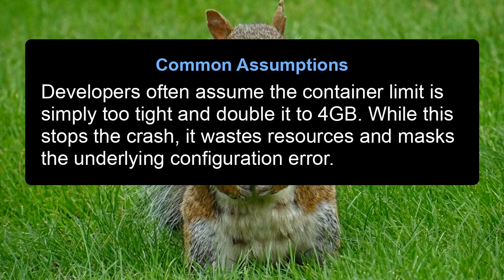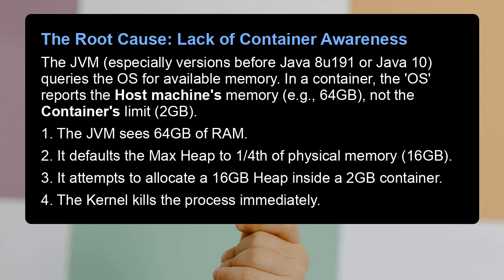Common assumptions. Developers often assume the container limit is simply too tight and double it to 4 gigabytes. While this stops the crash, it wastes resources and masks the underlying configuration error. The root cause, lack of container awareness. The JVM, especially versions before Java 8u191 or Java 10, queries the OS for available memory. In a container, the OS reports the host machine's memory, for example, 64 gigabytes, not the container's limit, 2 gigabytes.